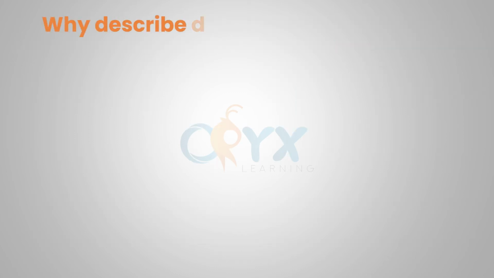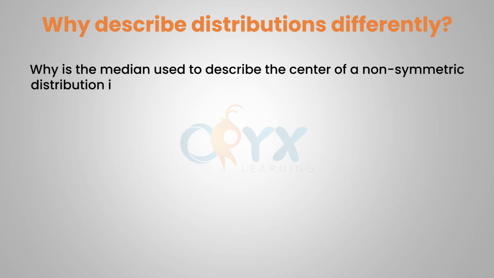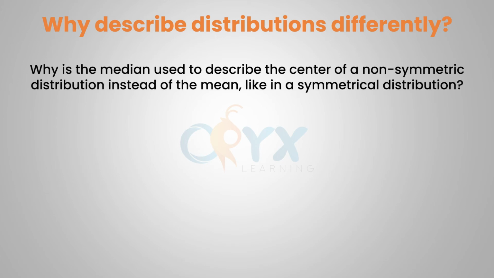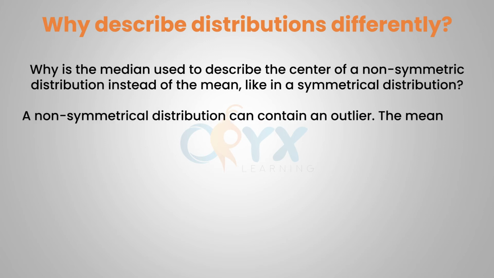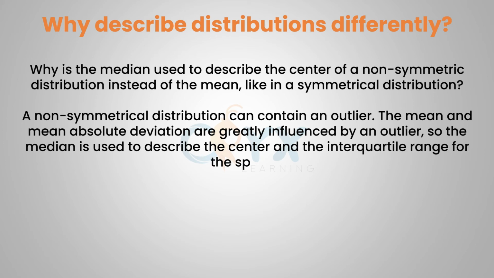Now back to our original question. Why is the median used to describe the center of a non-symmetric distribution instead of the mean, like in a symmetrical distribution? A non-symmetrical distribution can contain an outlier. The mean and the mean absolute deviation are greatly influenced by an outlier, so the median is used to describe the center and the interquartile range for the spread.